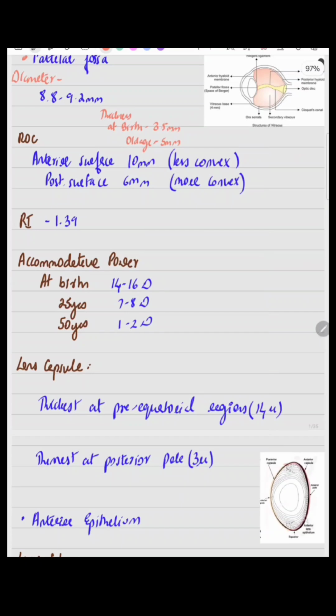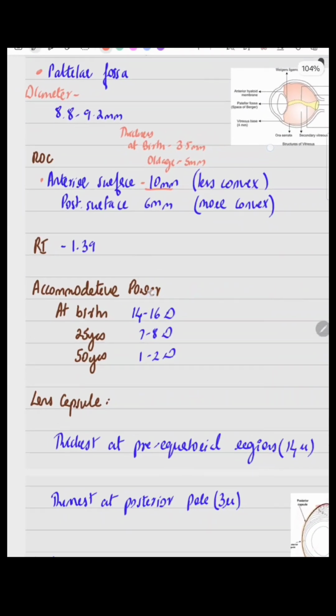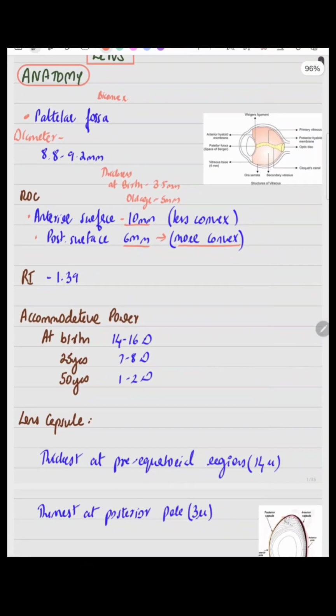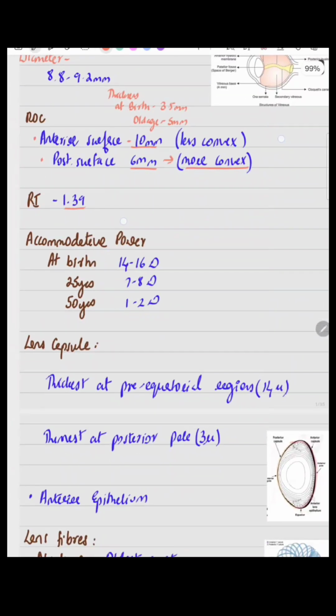Radius of curvature: the anterior surface is 10 mm, that is less convex. When the radius of curvature is more, it is less convex. The posterior surface is 6 mm, so it is more convex. The lesser the radius of curvature, the more the convexity. Refractive index of the lens is 1.39.